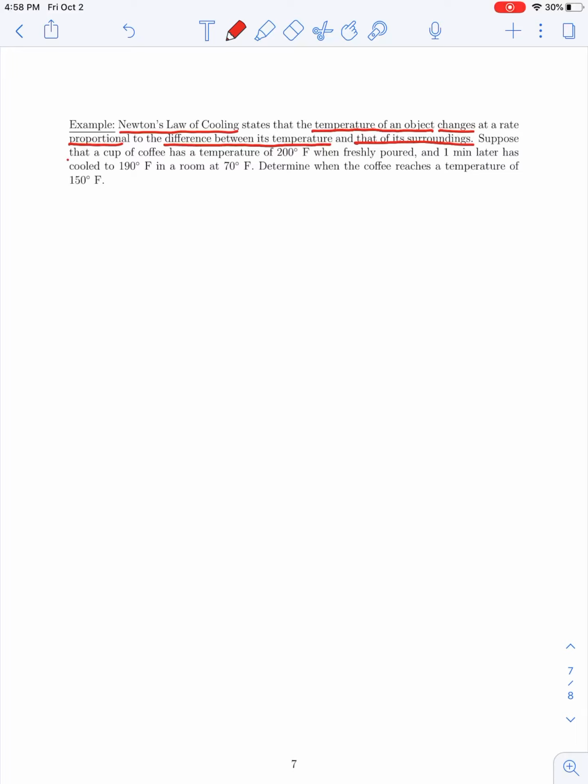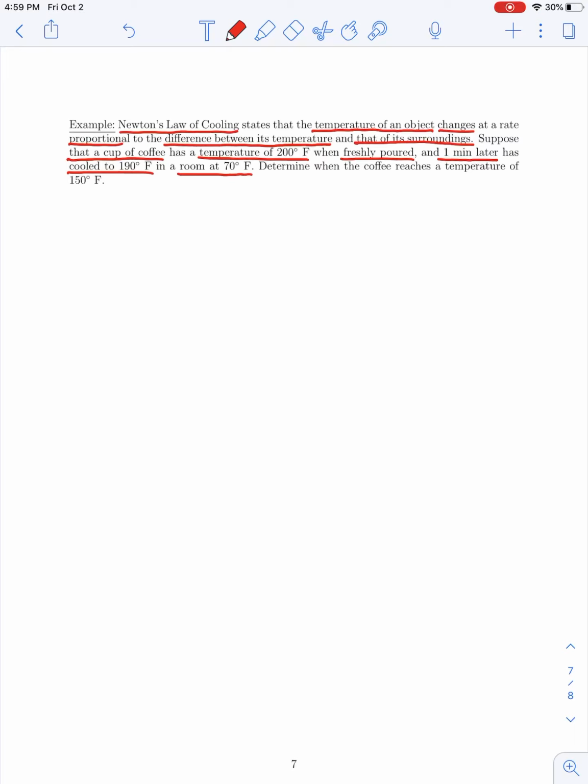So let us suppose that a cup of coffee has a temperature of 200 degrees Fahrenheit when it's freshly poured, and we know that after 1 minute it has cooled to 190 degrees in a room that is held at 70 degrees Fahrenheit. So the question is to determine when this coffee would reach a temperature of 150 degrees.